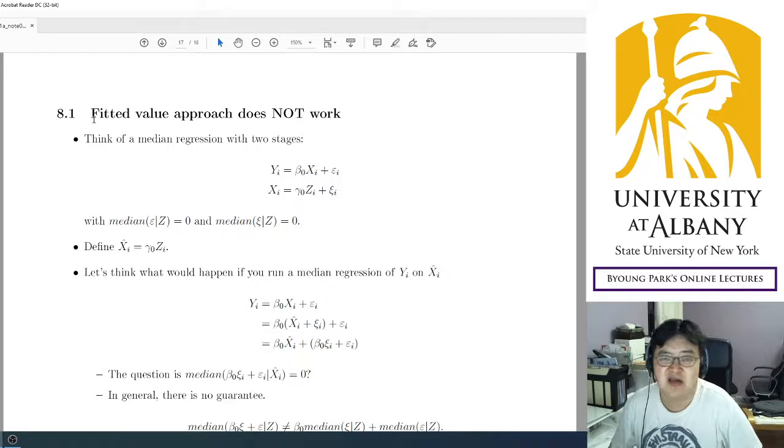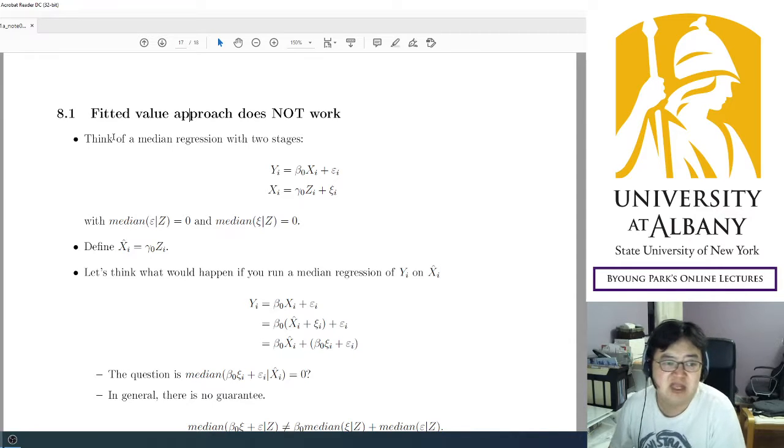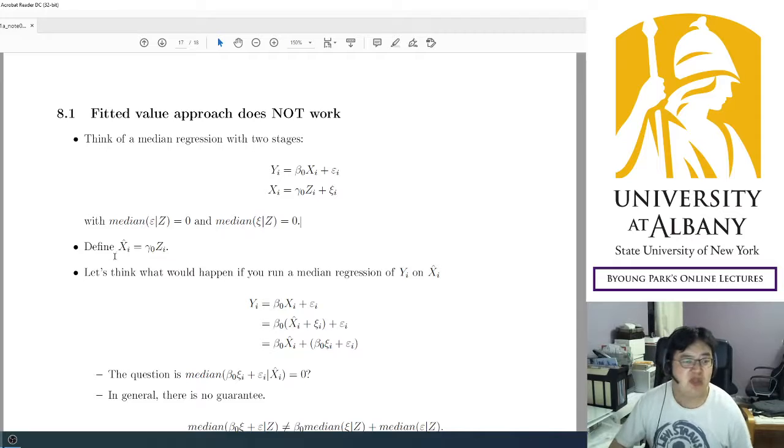We are using a lot of nice properties of the expectation in the fitted value approach. All of them break down in quantile. So think simply of the median regression case; median is enough to show why it is wrong. So we have these two conditions, right? Exactly the median regression counterpart of the two-stage least squares, the fitted value approach, the triangular equations model. And as before, we define x hat as this part.